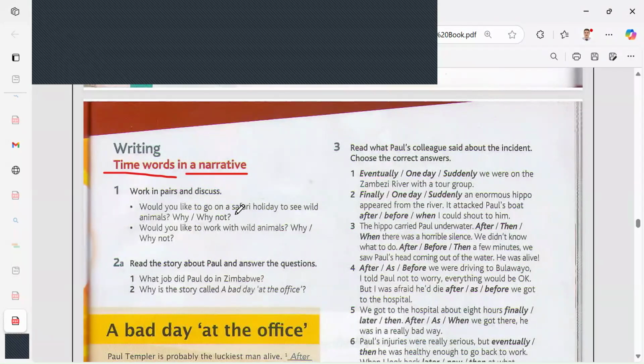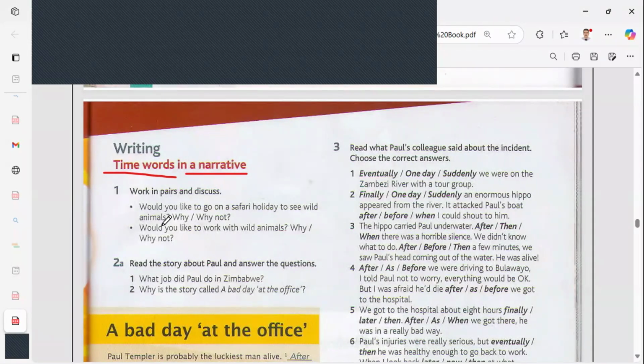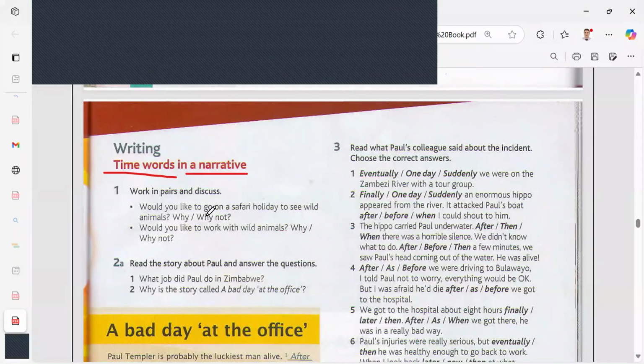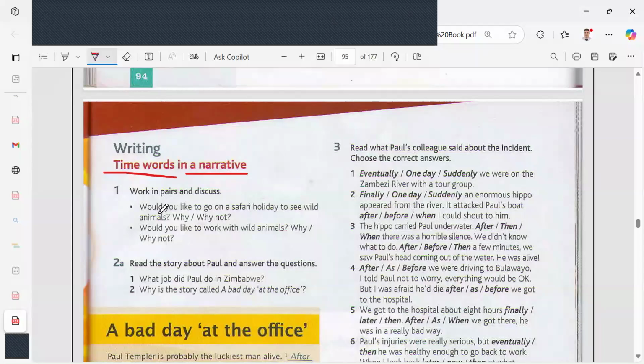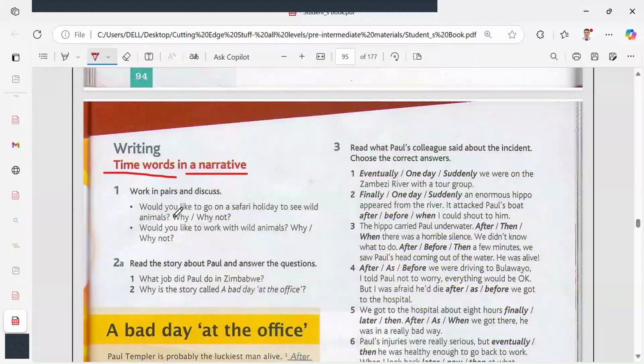Would you like to go on a safari holiday to see wild animals? Jude, are you following? The mic was muted. Okay. I say, what is a safari holiday? Safari is like visiting forest, jungle. Okay.